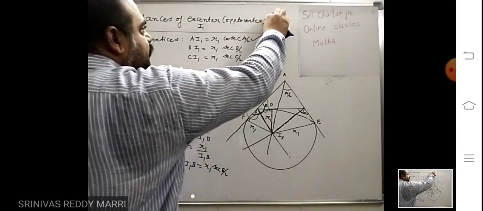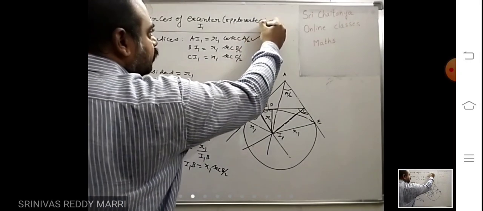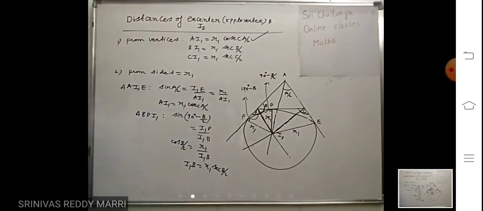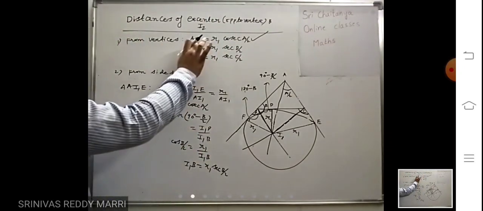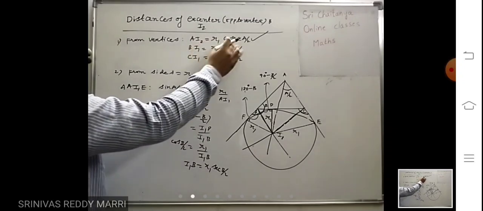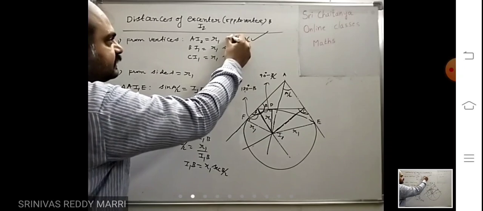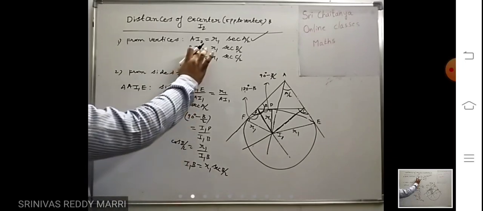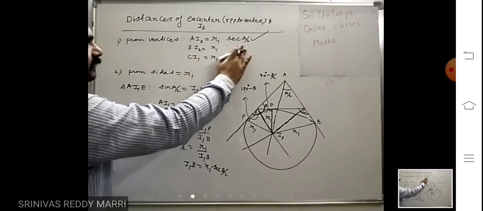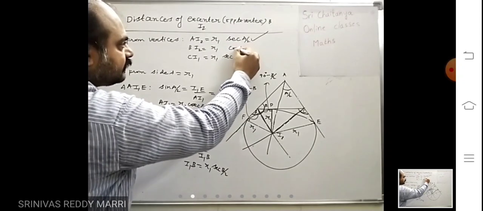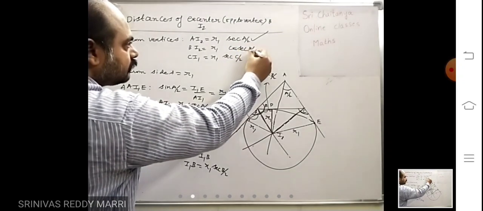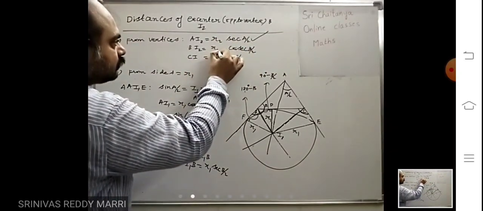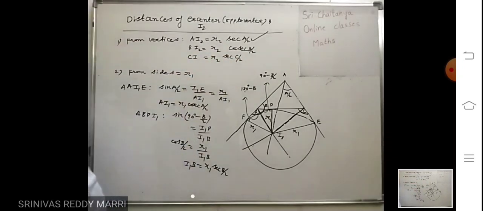Similarly, opposite to vertex B, look here. The excenter I2 is opposite to vertex B. Look at what you will get: AI2 is secant A by 2, BI2 you will get cosecant B by 2, and similarly CI2 is R2 secant C by 2.